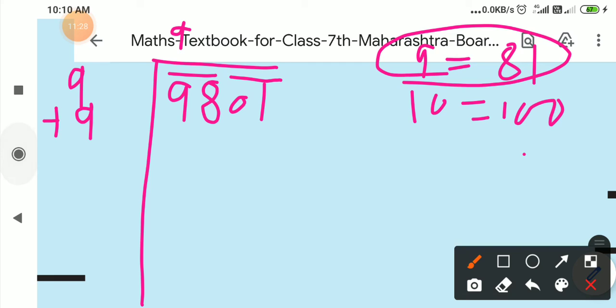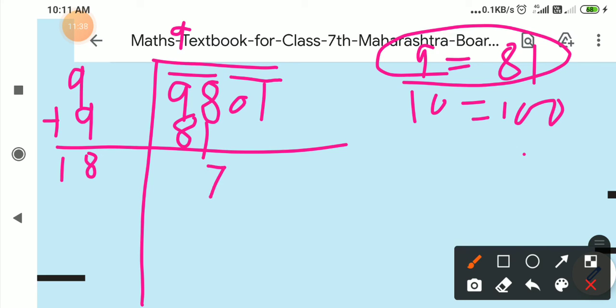You have to do the addition of 9 here. So 9 plus 9 is 18, and 9 square is 81, which we have to write here. Do the subtraction now. 9 minus 1 is equal to 7. 8 minus 1 is equal to 7, and 9 minus 8 is equal to 1. Okay. Now write the next group here, 01.